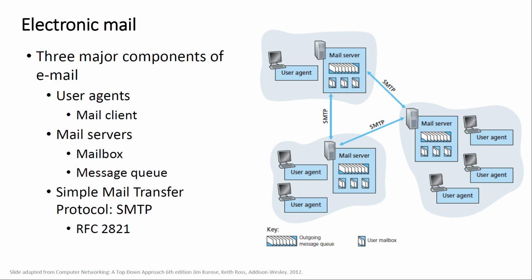This is a protocol for mail transfer. SMTP is short for Simple Mail Transfer Protocol. In this scenario we have user agents that use mail clients like Outlook Express, and we have mail servers where our mailbox is actually stored and the messages are queued. This is for the final version. You can check RFC 2821.